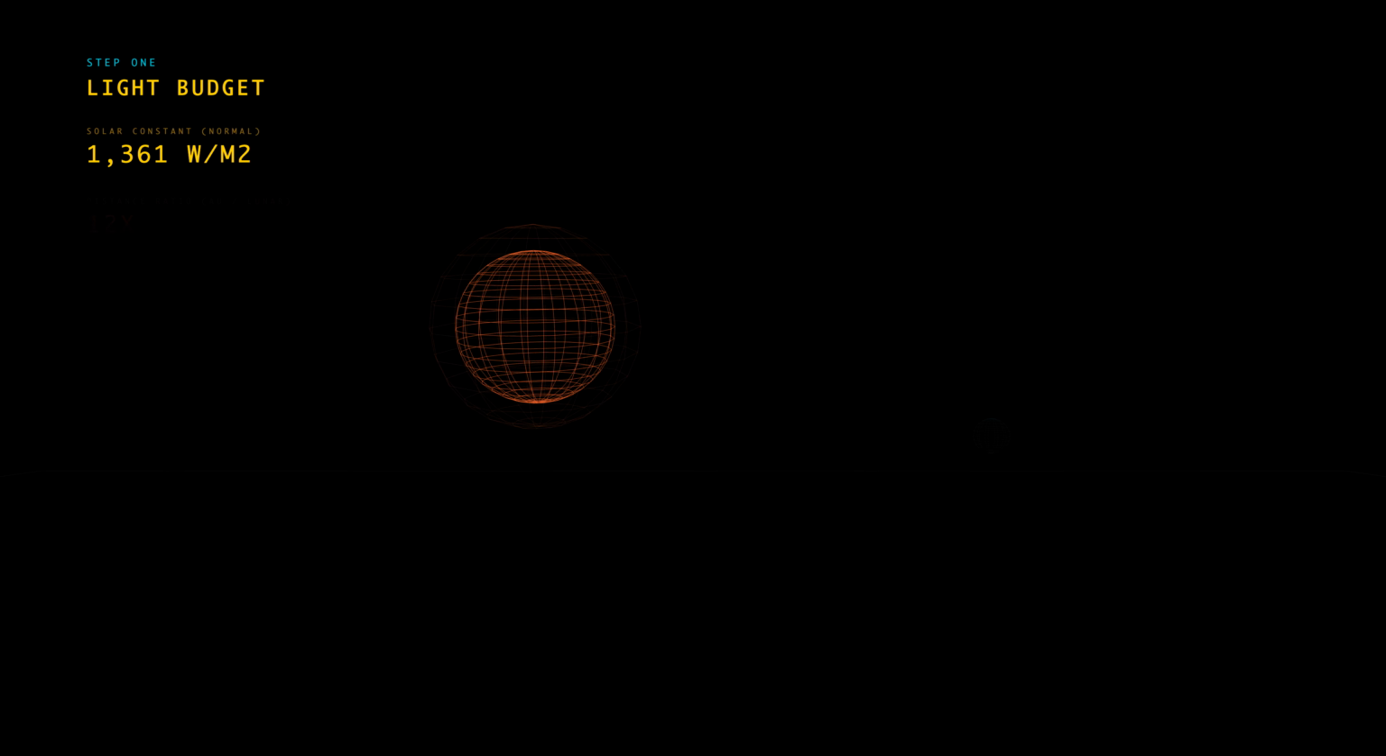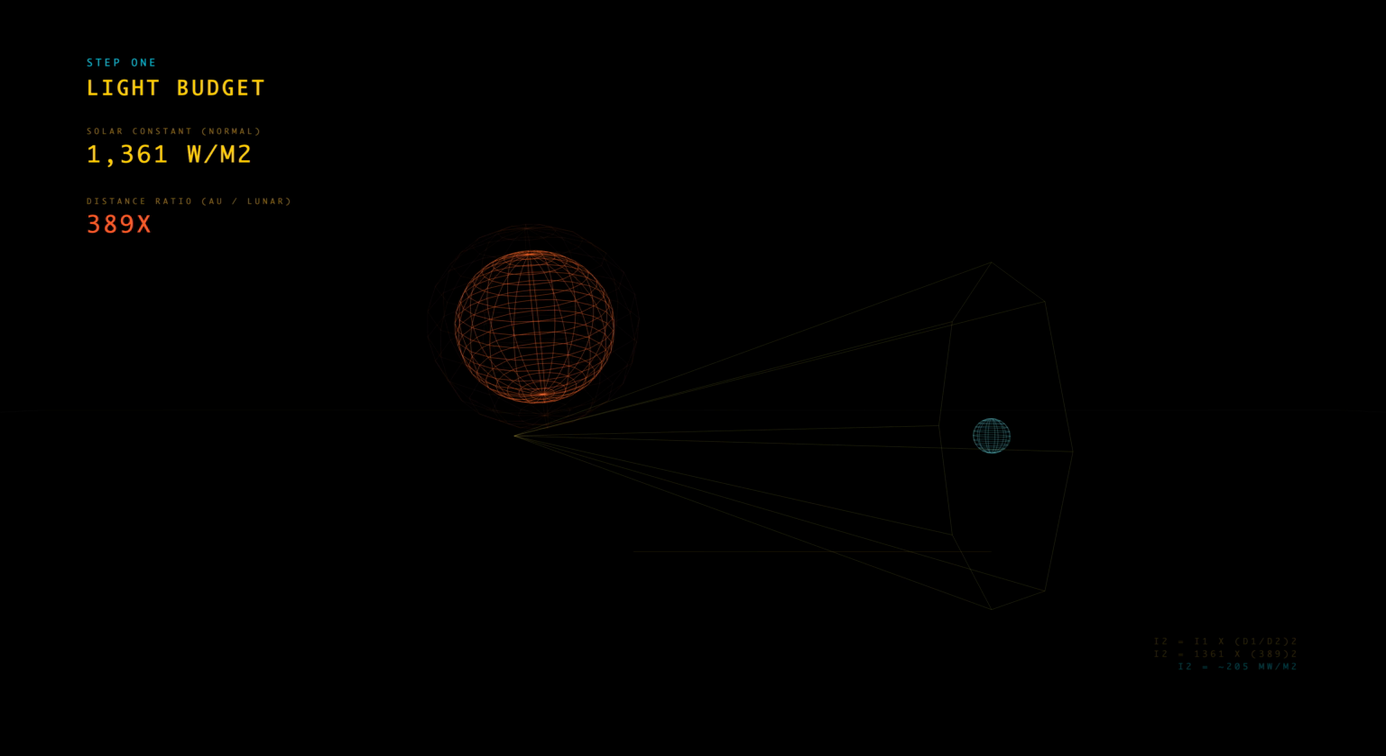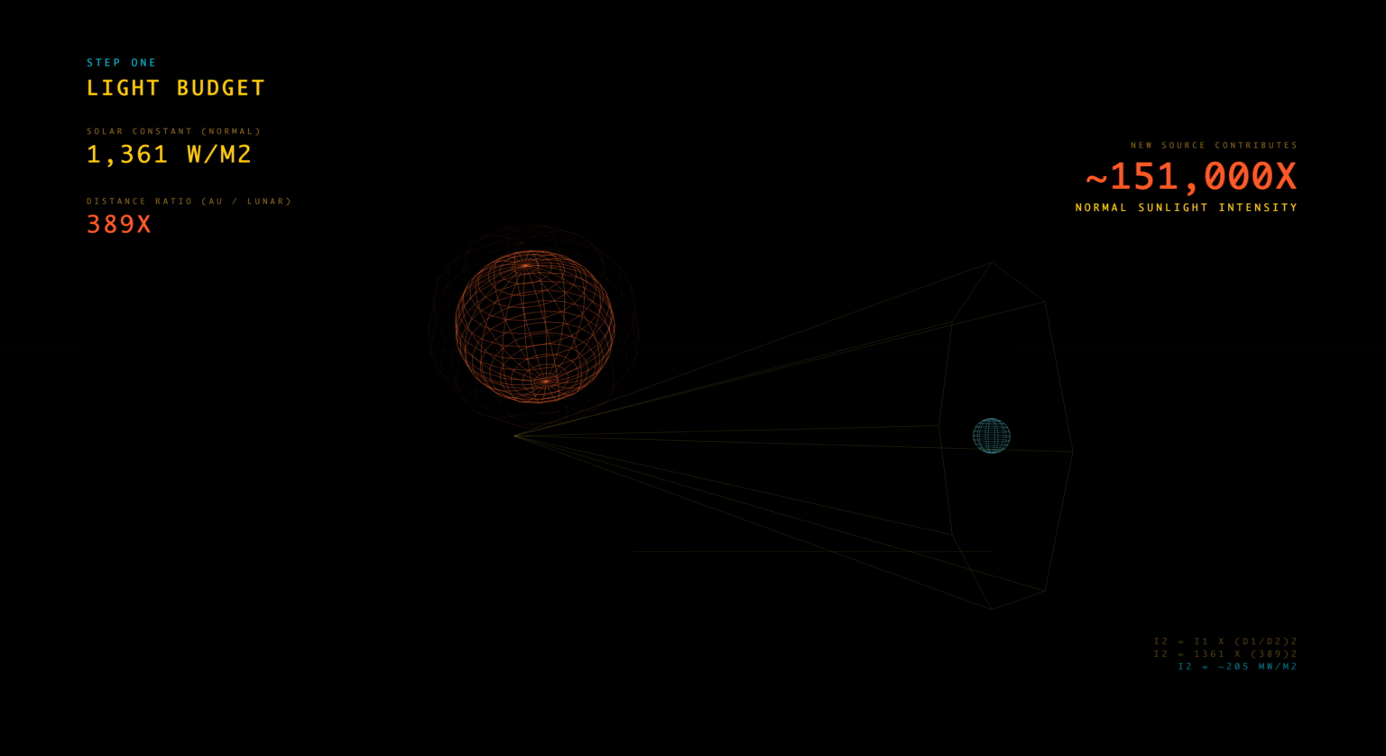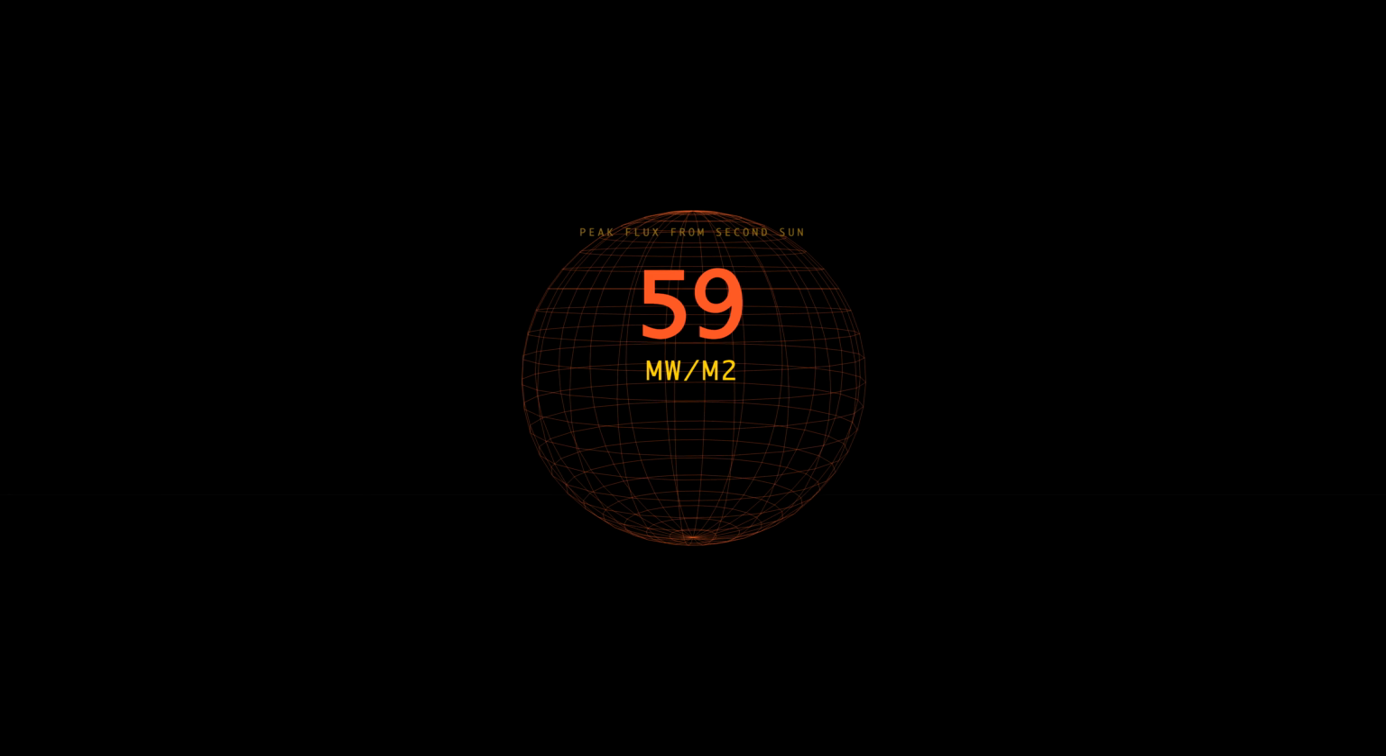Step 1. Light budget. Solar constant from our normal sun is about 1,361 watts per square meter at the top of Earth's atmosphere. Now place an identical sun where the moon was. Distance ratio to 1 astronomical unit is about 389 to 1. Brightness follows inverse square law. So the new source contributes roughly 151,000 times normal sunlight. Peak flux from the second sun lands around 205 megawatts per square meter. That is not bright. That is, surface chemistry now has opinions.